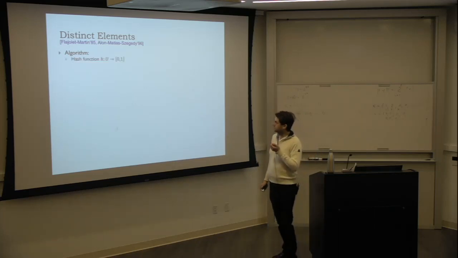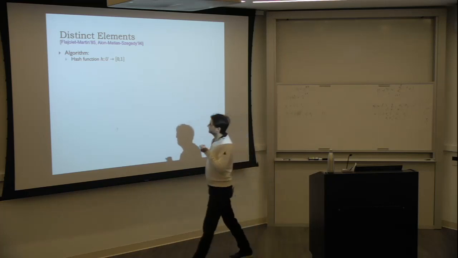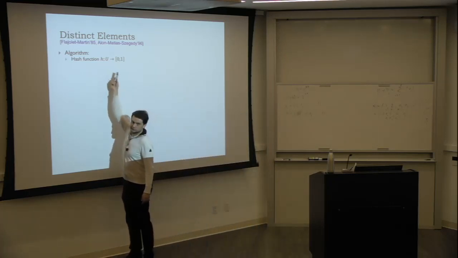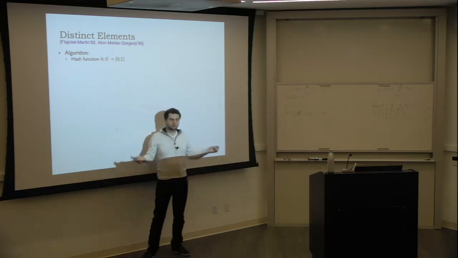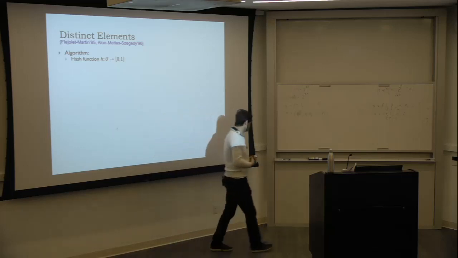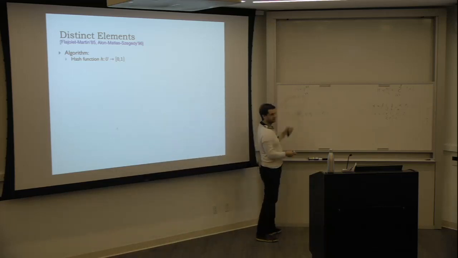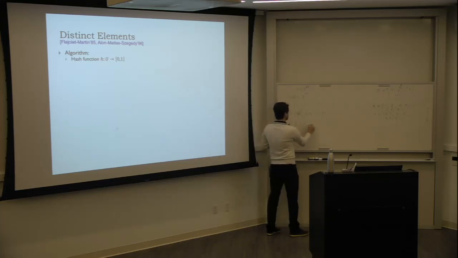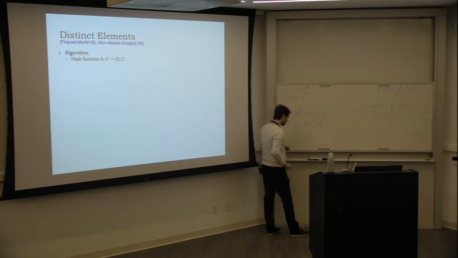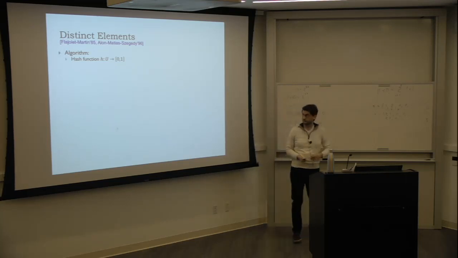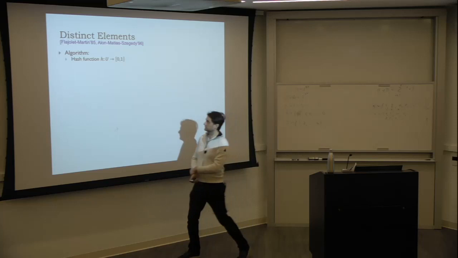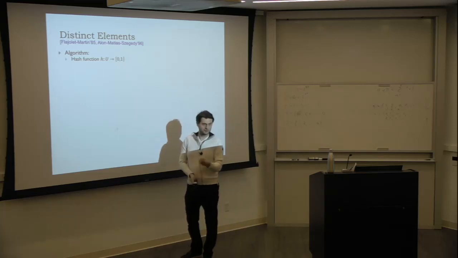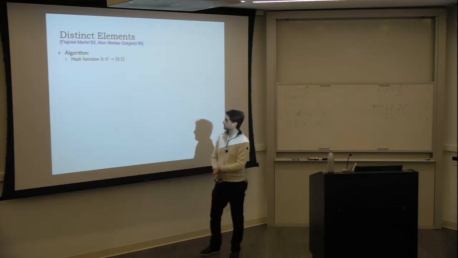So the algorithm is as follows. We pick U, which is the universe of the items. In our case, if n is the dimension, then U is 1 up to n. So this is the universe of possible items that we see in the stream, or basically the index of the dimension.